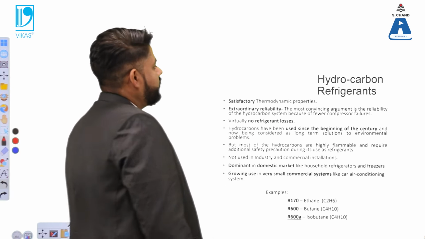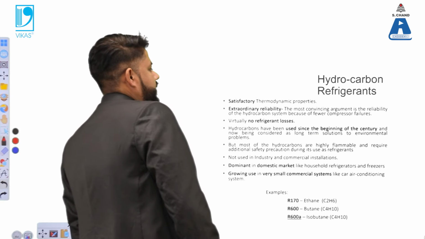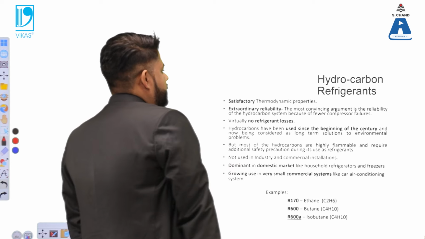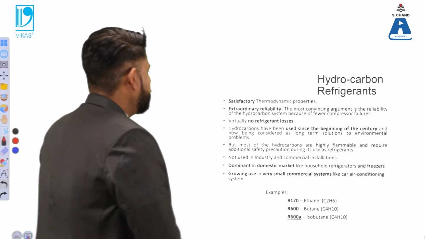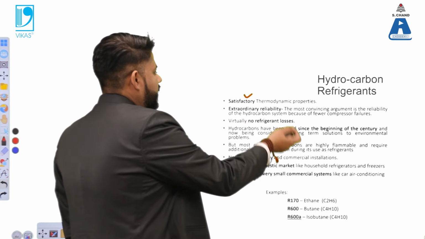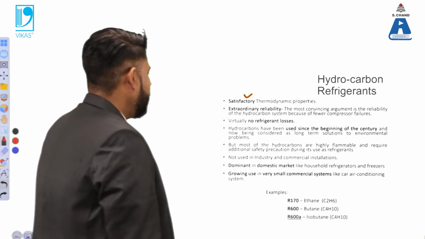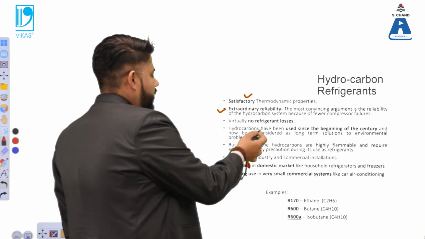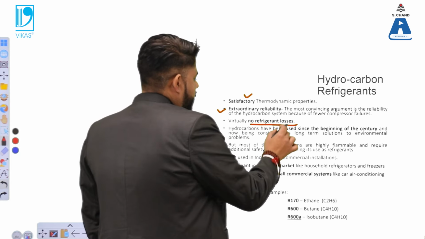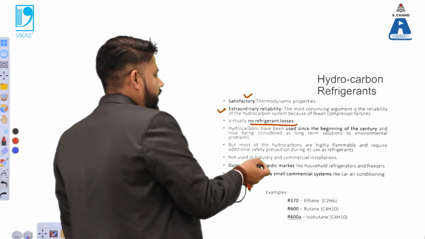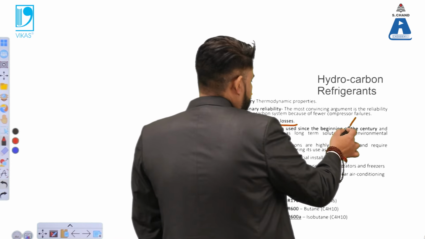Then you have hydrocarbon refrigerants, which are HC refrigerants. They have satisfactory thermodynamic properties, they are extraordinarily reliable, they do not have any losses, and they have been used since the beginning of the century.